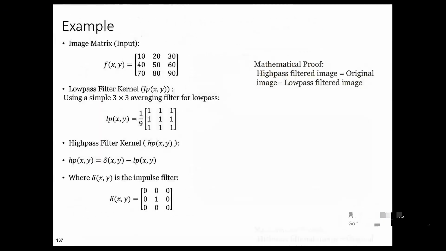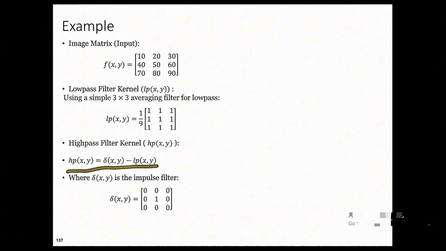Okay. Now see, if I want to make a high pass filter from a low pass filter, I have a low pass filter and I have an image. In order to make a high pass filter from the low pass filter, what should I do? Subtract it from the impulse. What is the impulse in?